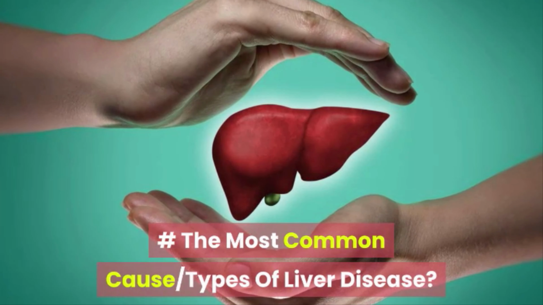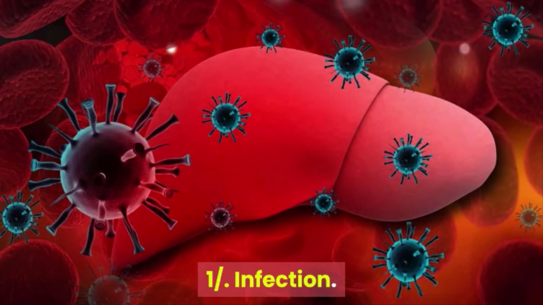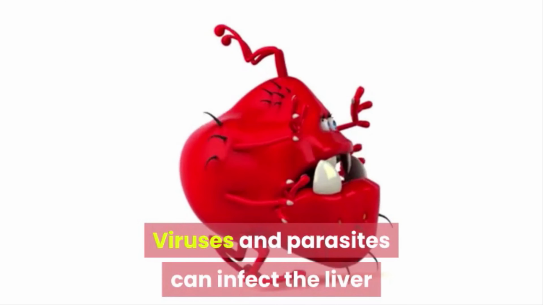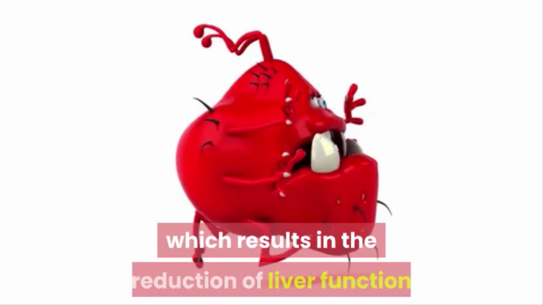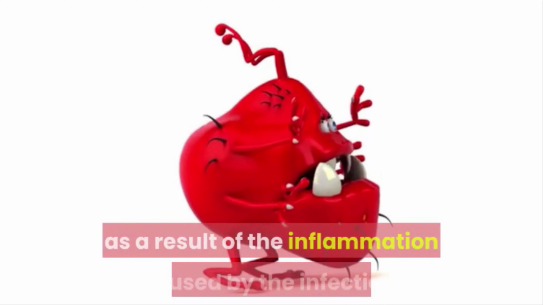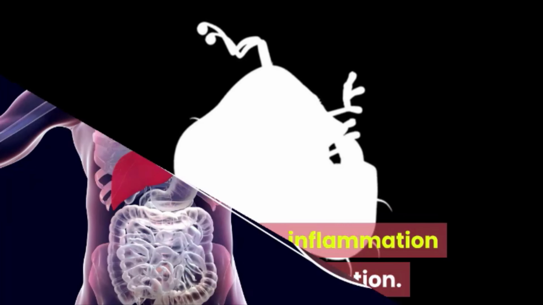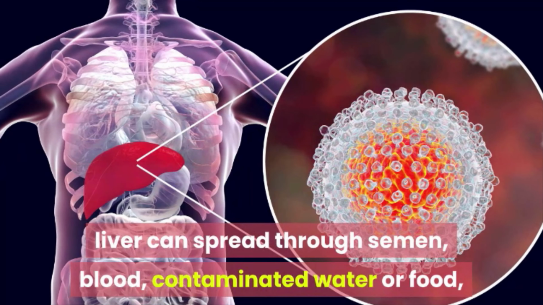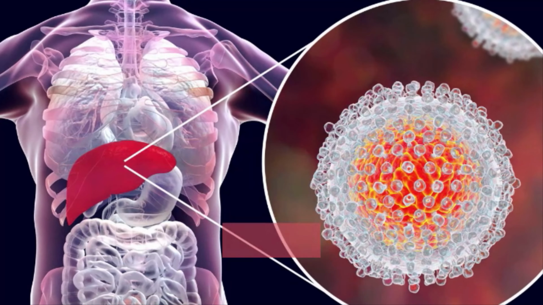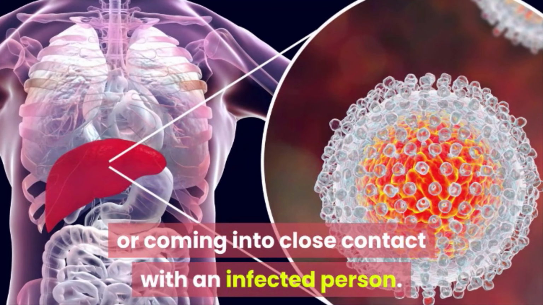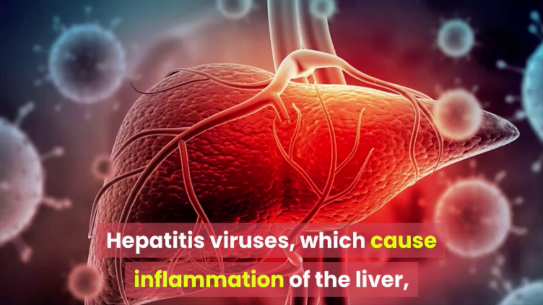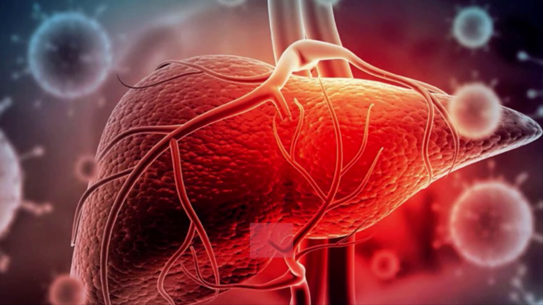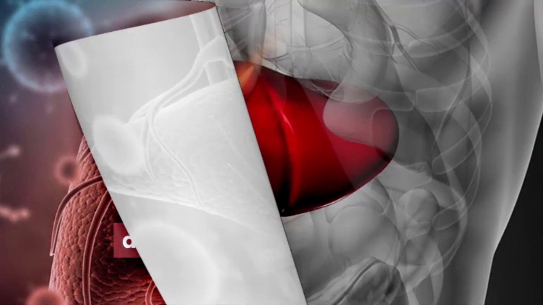The most common types of liver disease? 1. Infection. Viruses and parasites can infect the liver, which results in the reduction of liver function as a result of the inflammation caused by the infection. The viruses causing damage to the liver can spread through semen, blood, contaminated water or food, or coming into close contact with an infected person. Hepatitis viruses, which cause inflammation of the liver, are the most common form of liver infections.